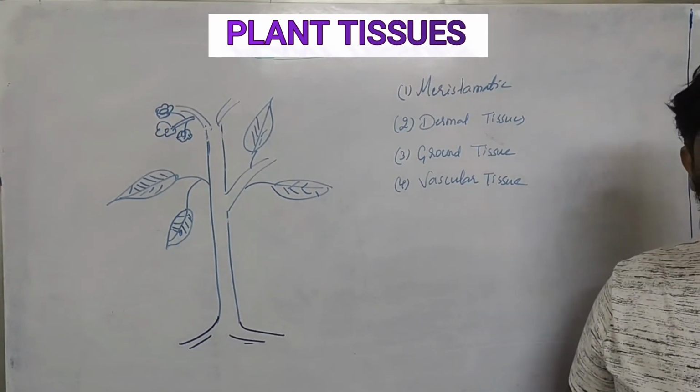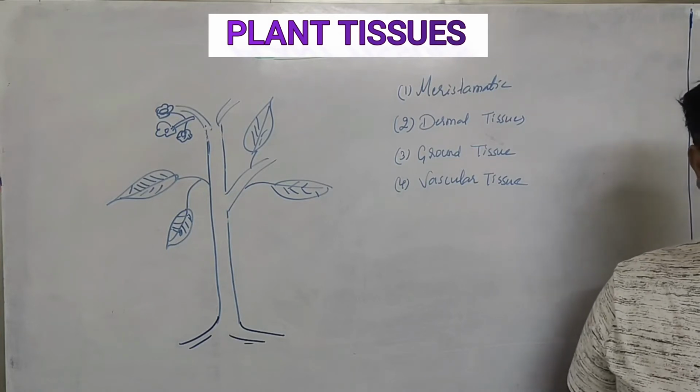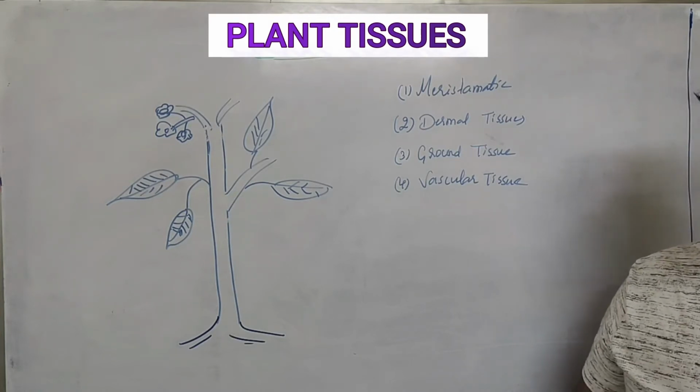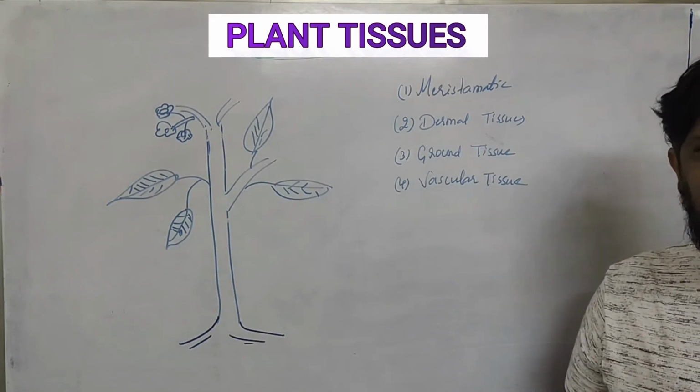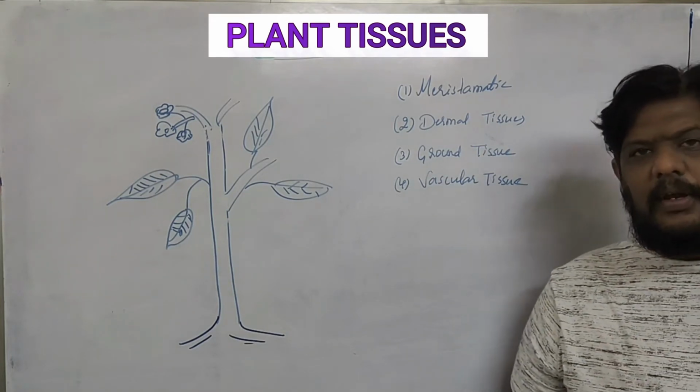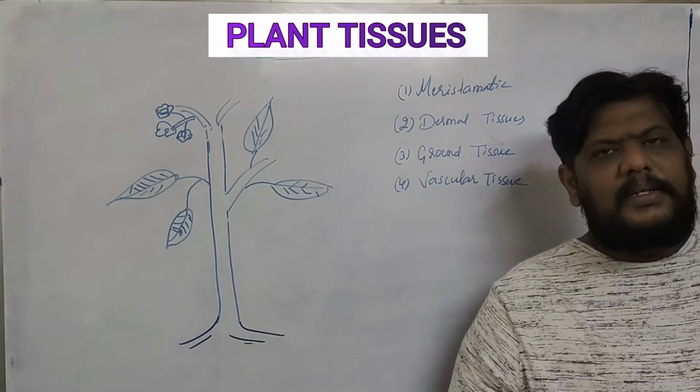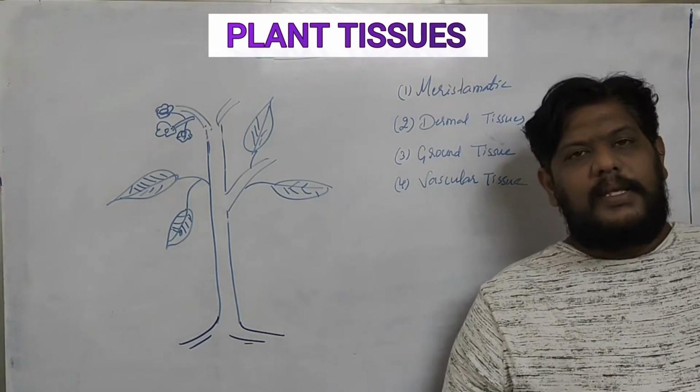So today we are going to deal with chapter 2 in 9th class biology. The name of the unit is plant tissues. Now first of all, let's go in this way. What is a tissue?